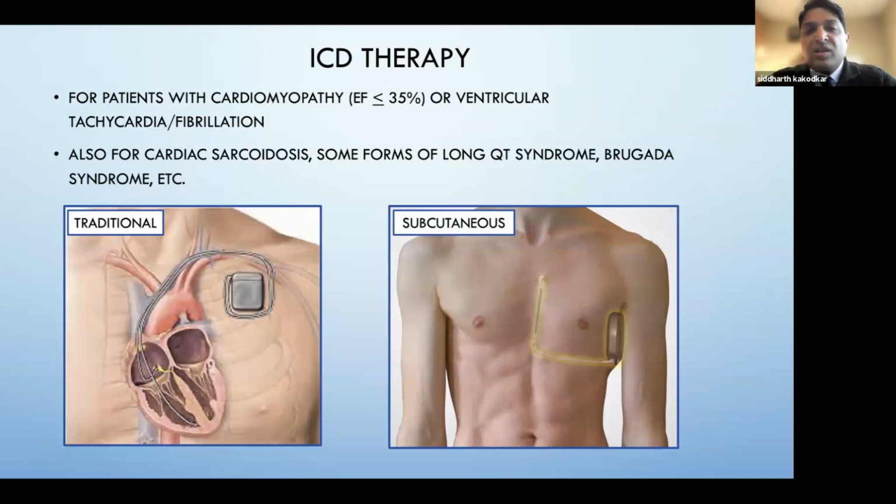There are other conditions that also require, or where a defibrillator or ICD can be considered. There's cardiac sarcoidosis, which is more prevalent in the African American population, but it involves scar tissue developing in the ventricle. Some forms of what's called long QT syndrome, which is a genetic predisposition to these dangerous arrhythmias.